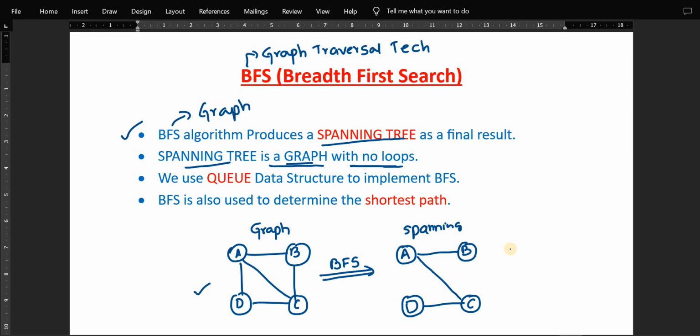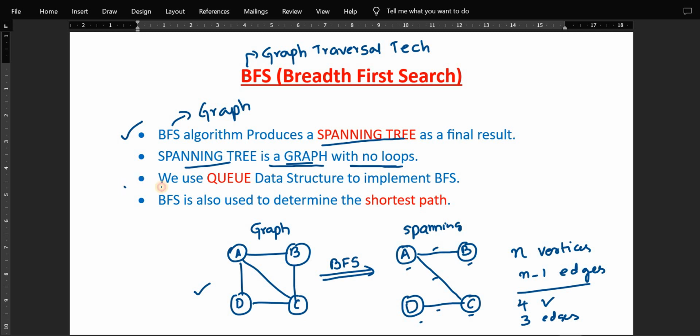And also in a spanning tree, if there are n vertices, there will be n minus 1 number of edges. For example, here see how many vertices are there? Four vertices. We have four vertices. Now, how many edges are there? 1, 2, 3. Okay, so 4 minus 1 is 3. So, we are going to have 3 edges. So, you can call this a spanning tree.